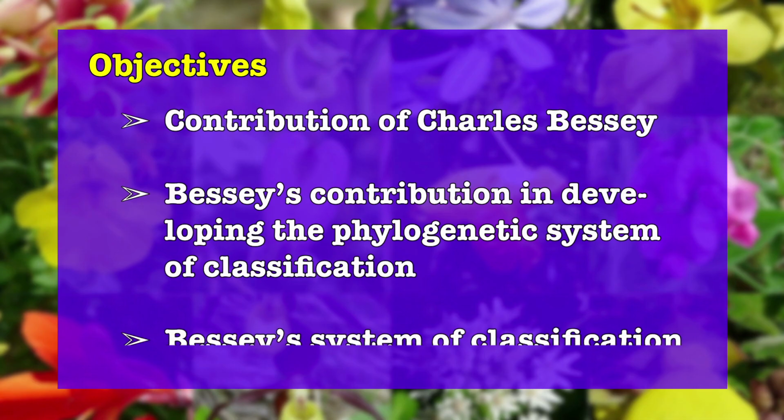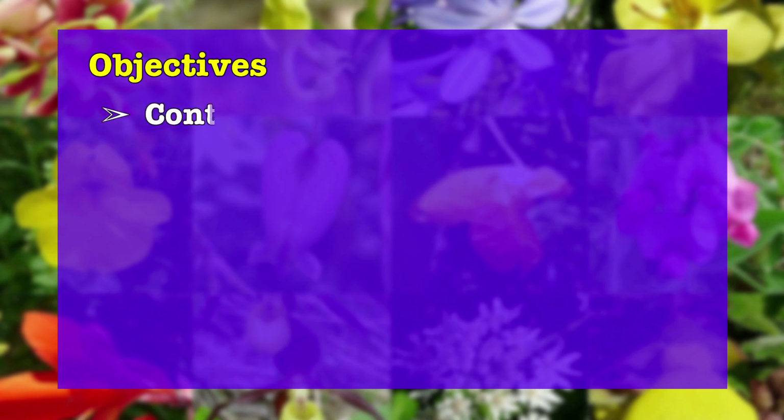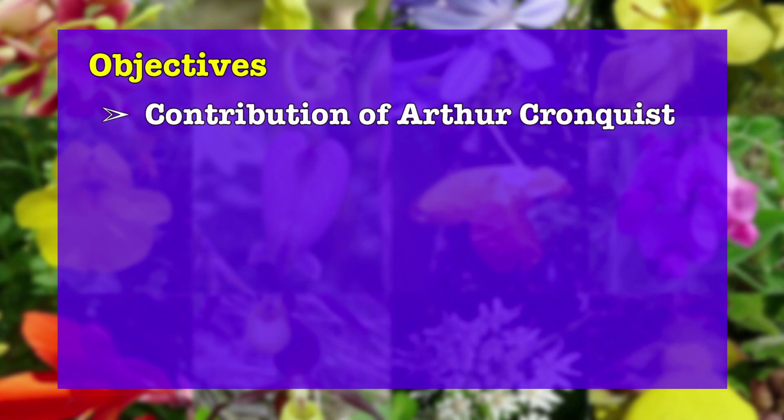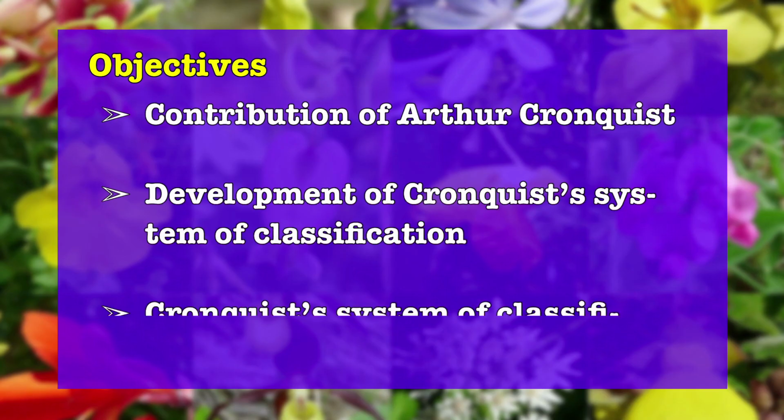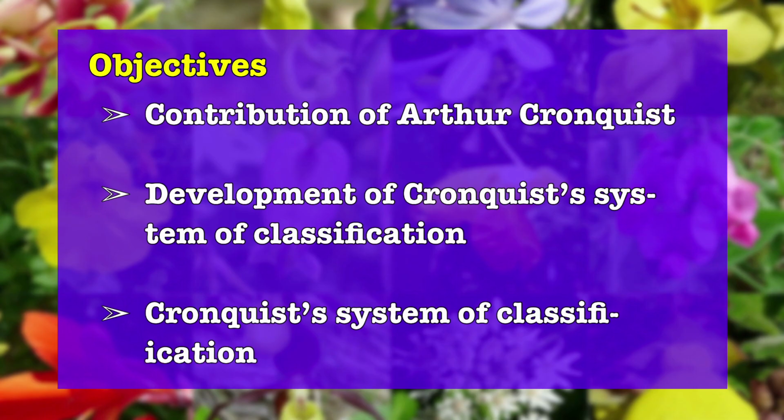Number third, to describe Bessey's system of classification in detail. Number fourth, to discuss the contribution of Arthur Cronquist. Number fifth, to discuss the development of Cronquist's system of classification. Number six, to describe in detail Cronquist's system of classification.